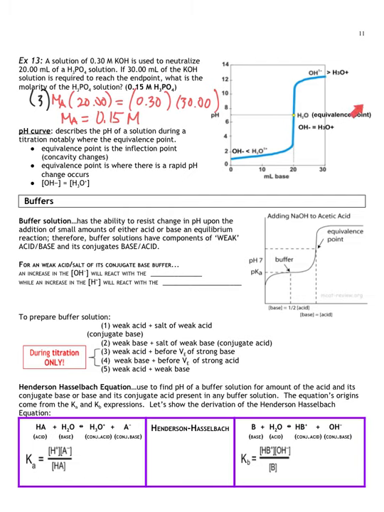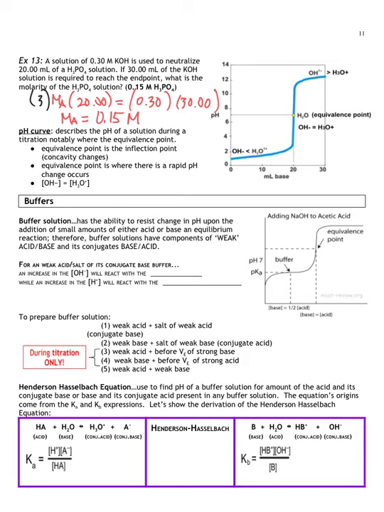So know this very basic idea of this curve. And all we're doing really is adding the base slowly to the acid when we're titrating. And that's why it's getting more basic as time goes by. So its pH is going up.